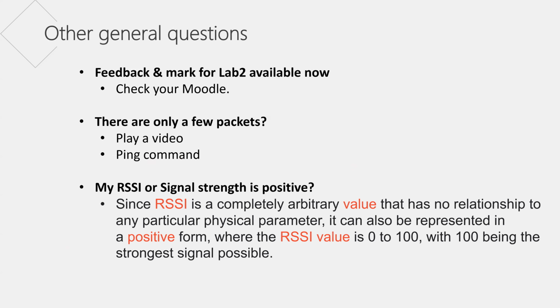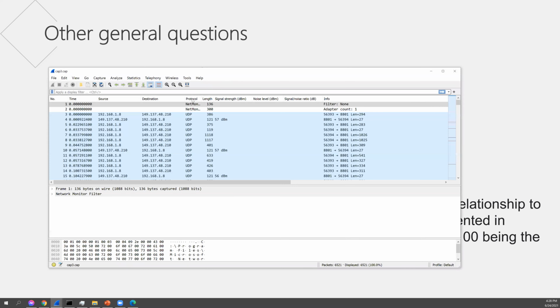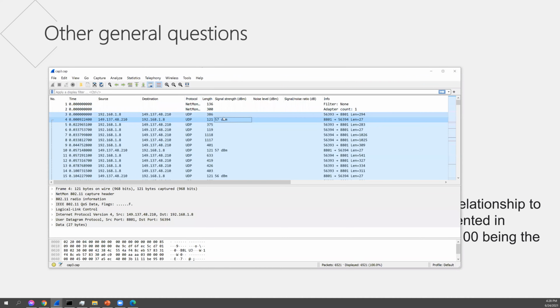And the next one is that some students may find their RSSI, their signal strength, is a positive value. For example, like this. You can see here the signal strength is a positive value, but in theory we are not able to get a positive value of signal strength, which is pretty weird.